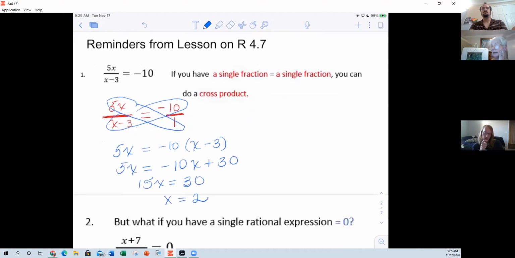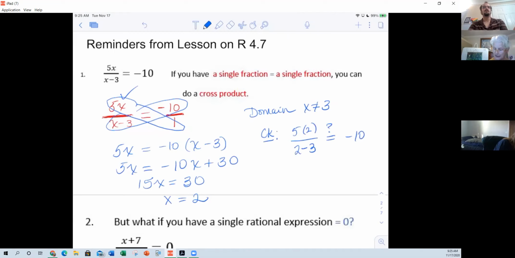Then you need to check, the main thing you need to check is, would that give you a 0 in the denominator? Because the domain of this first rational expression would be x cannot equal 3. Well, 2 is not equal to 3, so we're in good shape. It's always a good idea to check your work anyway. So does 5 times 2 over 2 minus 3 equal negative 10? And it does.